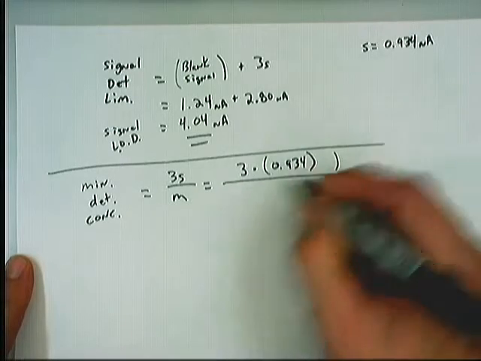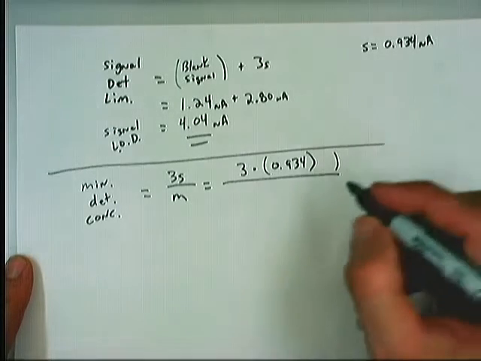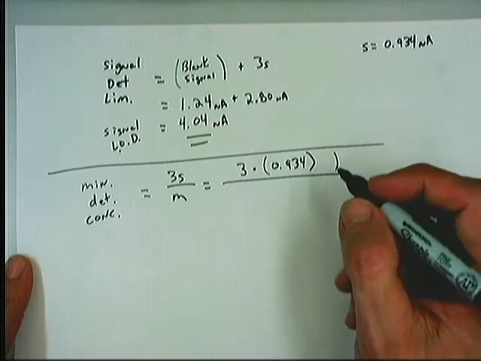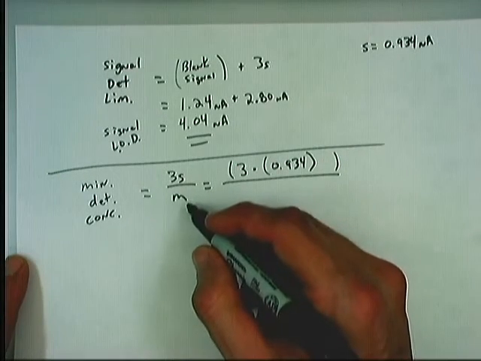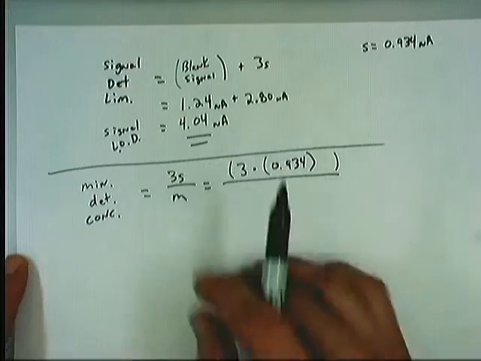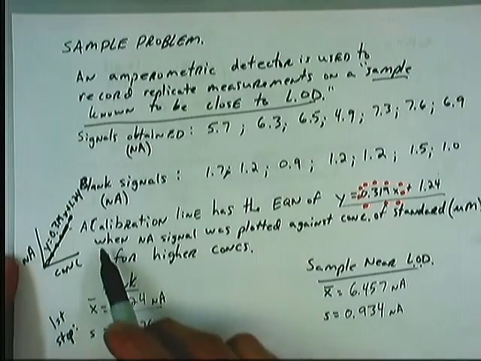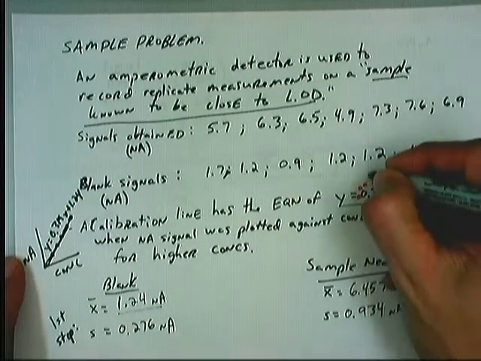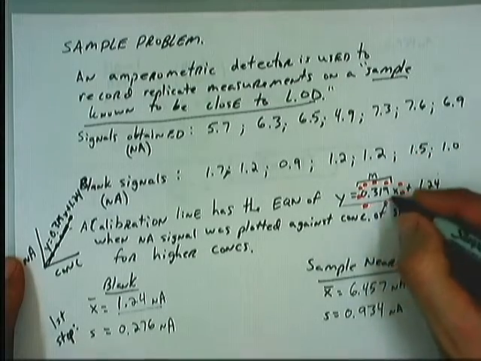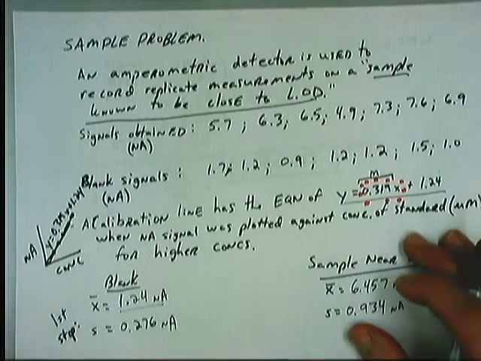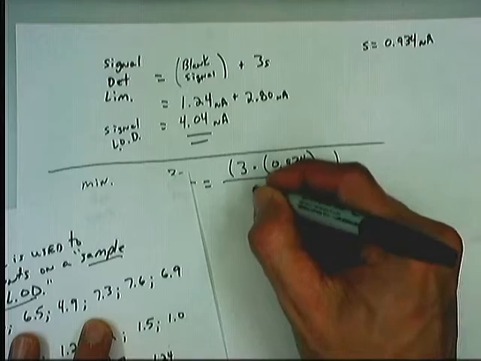So now I multiply that by 3. The equation tells me to divide by M. Now, what in the world would be my M? Well, if you remember from the equation, I said that was the slope of the calibration line, or the analytical sensitivity. So remember back in the problem, we were told in this last point a calibration line has this equation. Well, guess what? That's my slope. That's my analytical sensitivity, this 0.319. So that's the number. It's going to ultimately go down here.